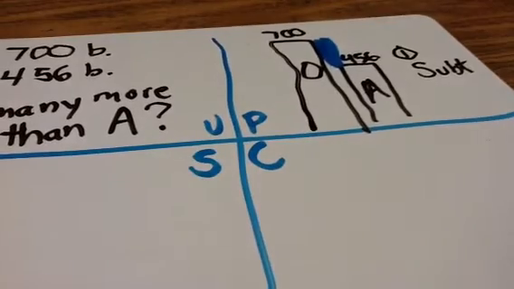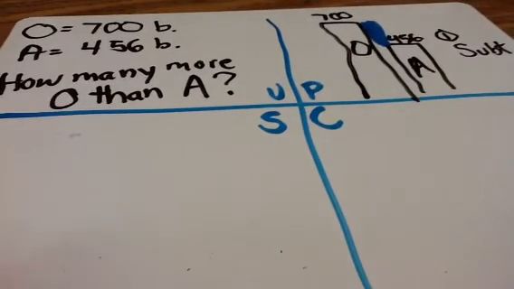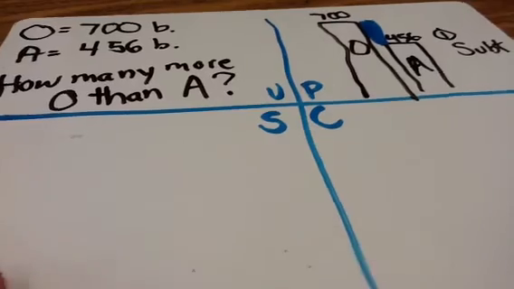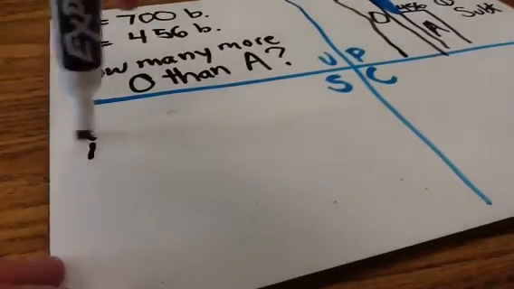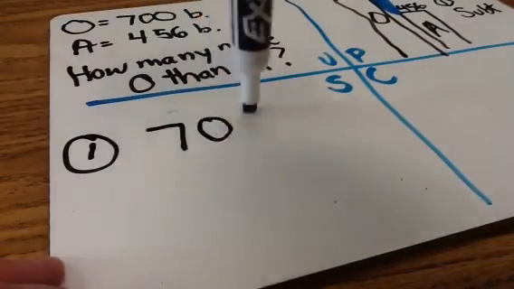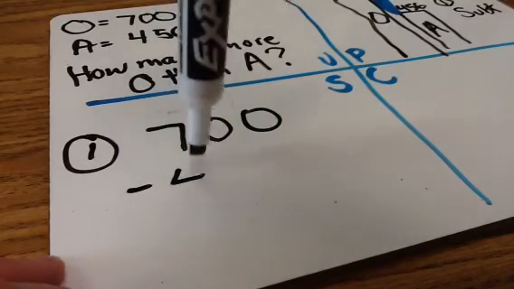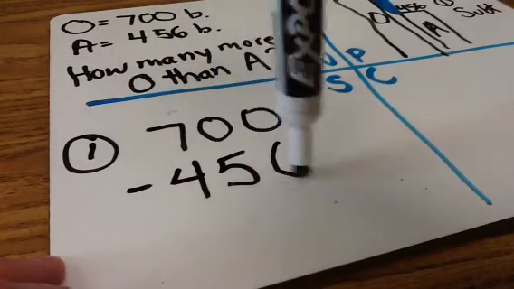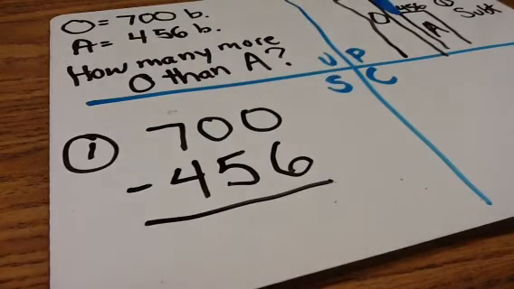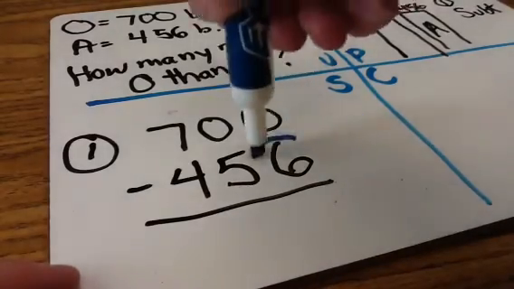I don't have any other information. I just have Oprah and Alejandra, so I know that it must be just one step in my solve. So in my solve, I'm going to do 700 because the bigger number is always on top. Some of us have been having a tough time with that, so make sure before you start subtracting that your bigger number is on top.